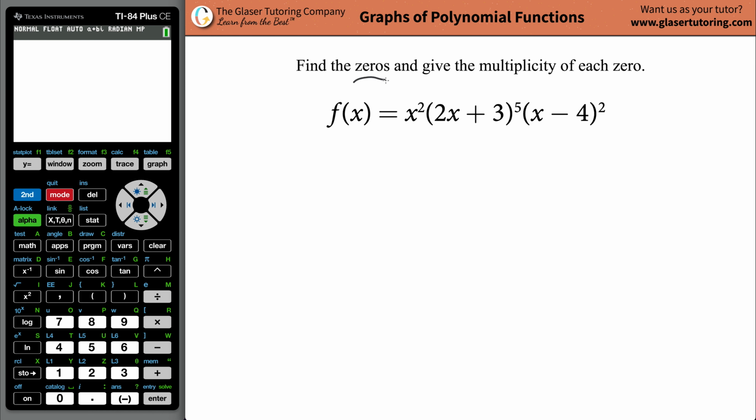So the first step to find the zeros is we have to make sure that we have this in factored form, and we do. Basically, we're looking for something where we have some a multiplied by some b multiplied by some c, and so on, however many factors you might have. So this is in fully factored form. Now from here, what we can do is we set each of these factors equal to 0.